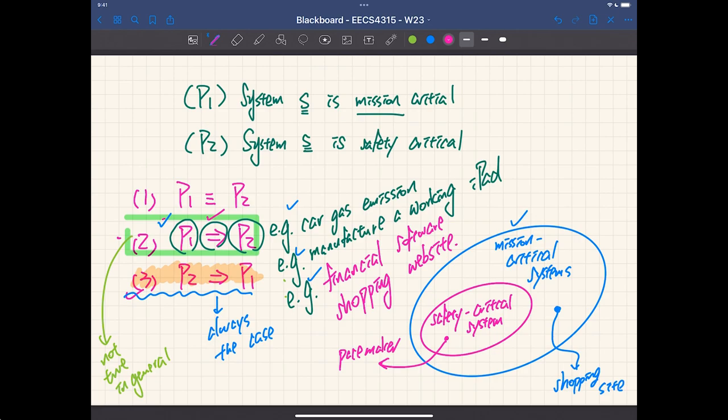So for like financial stuff, could you argue that it's also safety? Yeah, I know what you mean. Yeah, because if people lose money, they might commit suicide, right? You know, for sure. I definitely agree. So I would say, for now, I'm just talking about financial software itself, right at that point. But of course, this will be a very open-ended question sometimes.